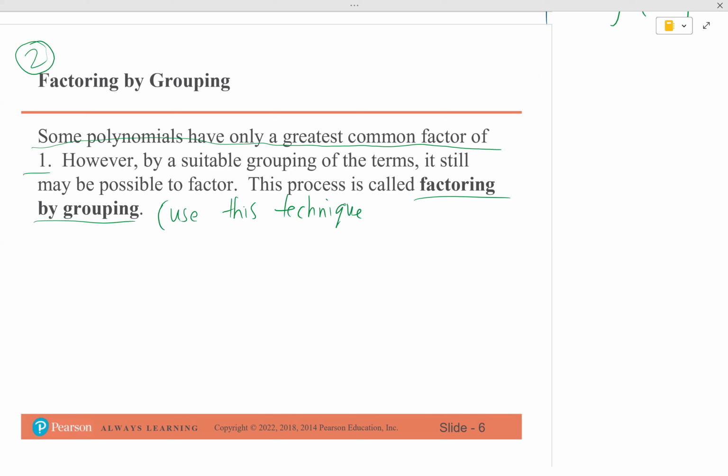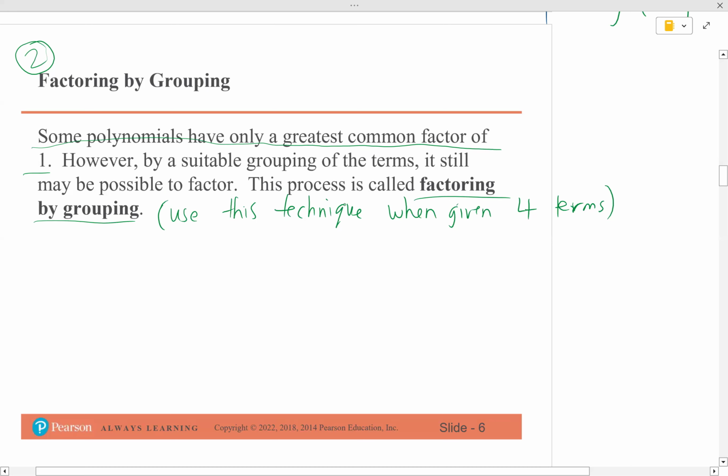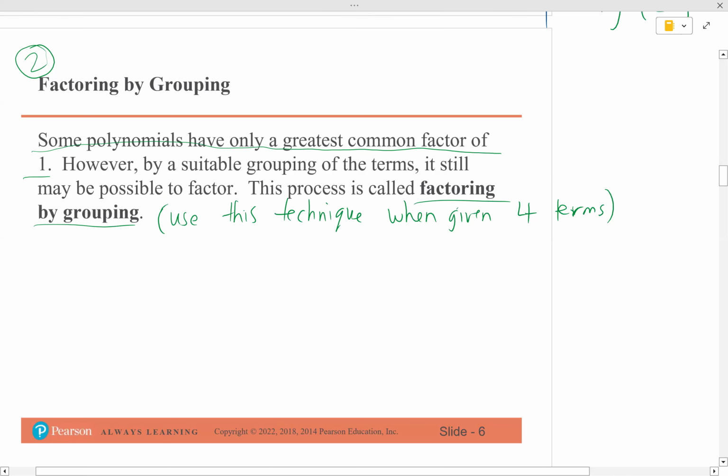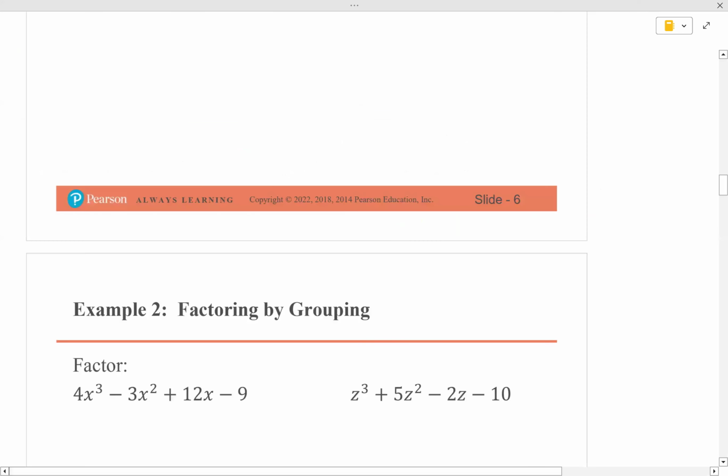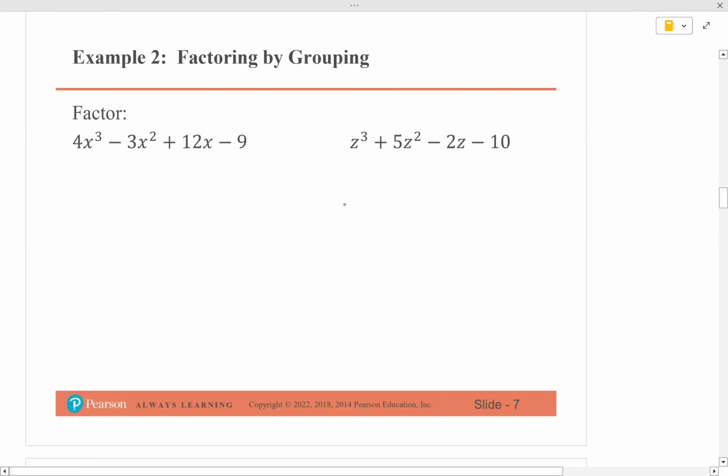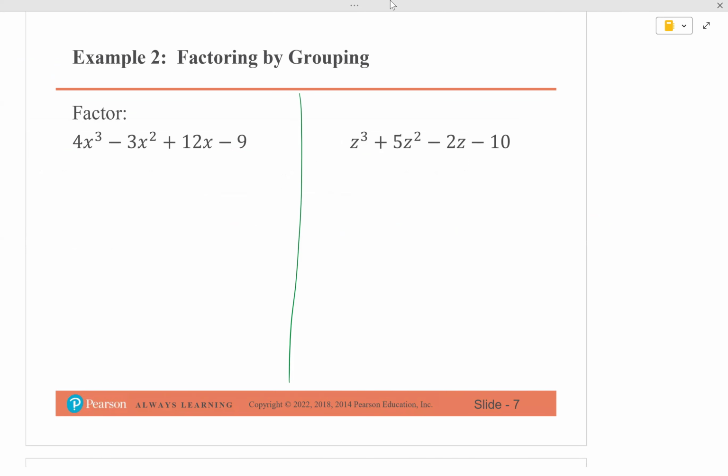Use this technique when given 4 terms. So if your polynomial has 1 term, 2 terms, 3 terms, or 5 terms, you cannot use factor by grouping. It's only for 4 terms, not a monomial, not a binomial, not a trinomial, not 5 terms. But notice these guys both of them have 4 terms. So let's try this. Okay, it's really weird, but even though there's no setup, they don't explain how to do it. Let's maybe put some steps here.